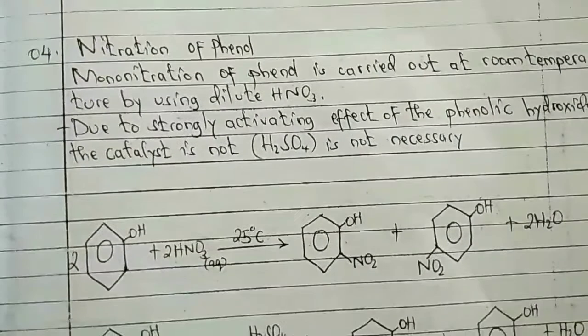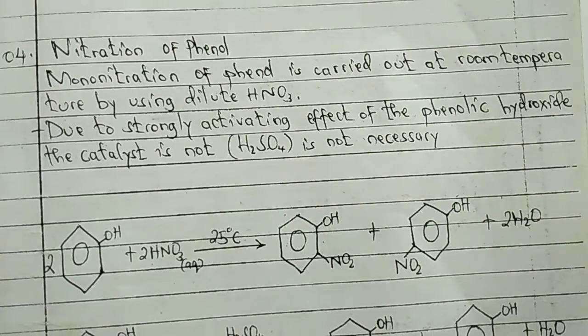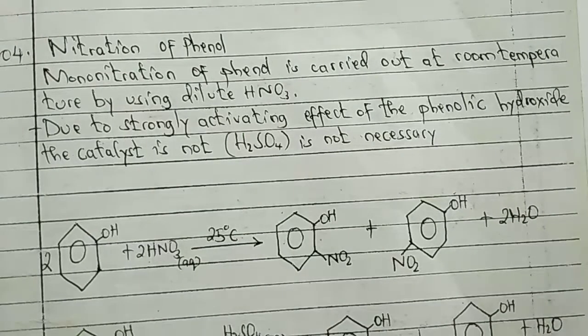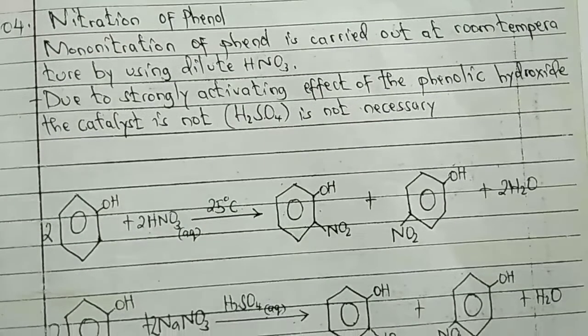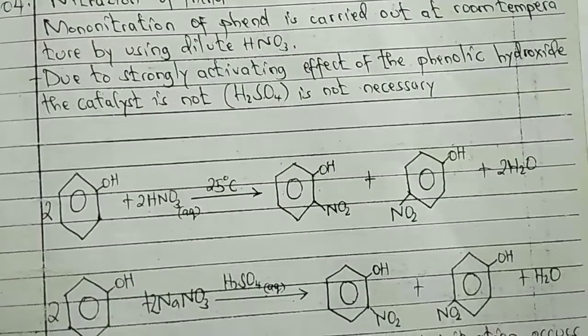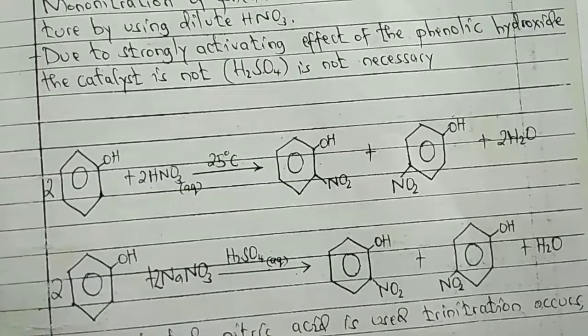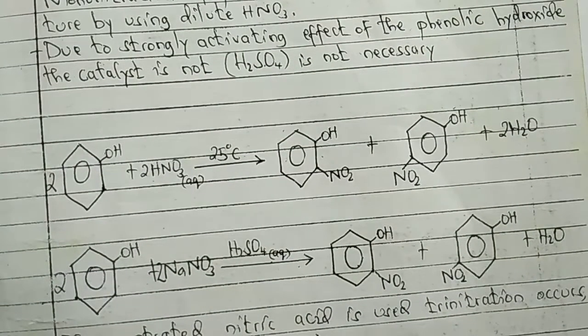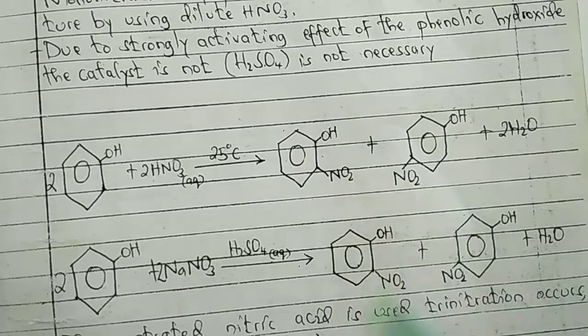Number 4 is nitration of phenol. Mononitration of phenol is carried out at room temperature by using dilute nitric acid. Due to the strong activating effect of the phenolic hydroxyl, the catalyst, ambayo ni carboxylate tuliyokuwa tunaitumia kwenye benzene, is not necessary. Catalyst here in this case it is not necessary kwa sababu tayari kuna activation ya huyo benzene ring. So dilute nitric acid at room temperature inatengeneza either ortho or para product.